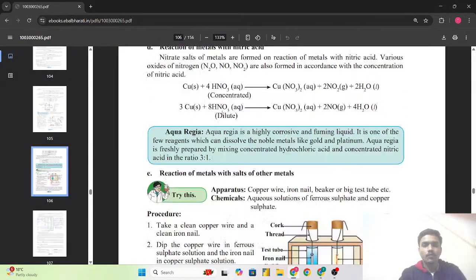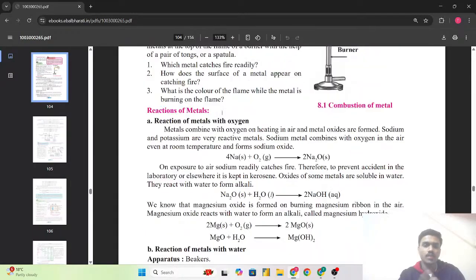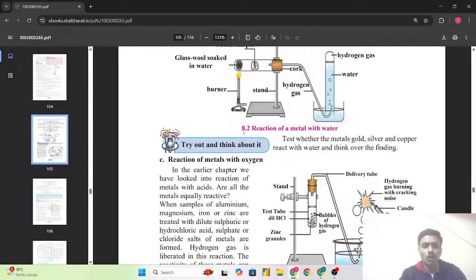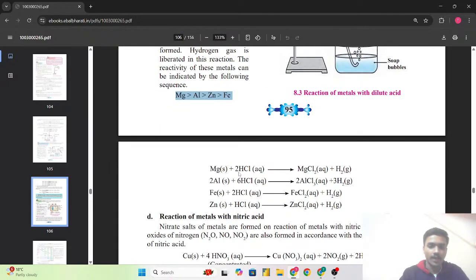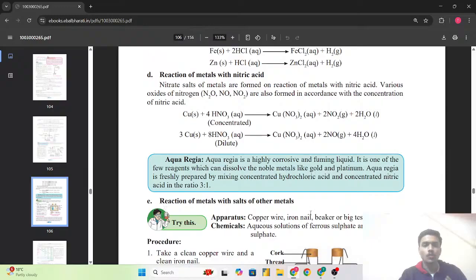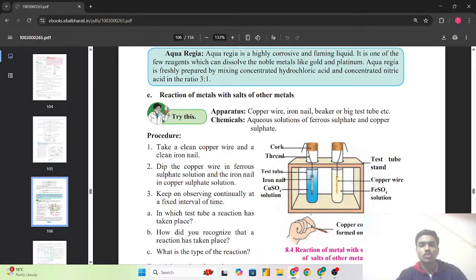Up to now, we have seen the different reactions of the metals: reaction of metal with oxygen, reaction of metal with water, and reaction of the metal with acids. We have seen the reactivity order, that magnesium is greater than aluminum, greater than zinc, greater than iron. And also we have seen the various different reactions. Then we have seen the reaction of the metals with nitric acid, concentrated and dilute. Then we have seen the aqua regia, and the reaction of the metals with the salts of the other metals. Also, we have seen this activity.